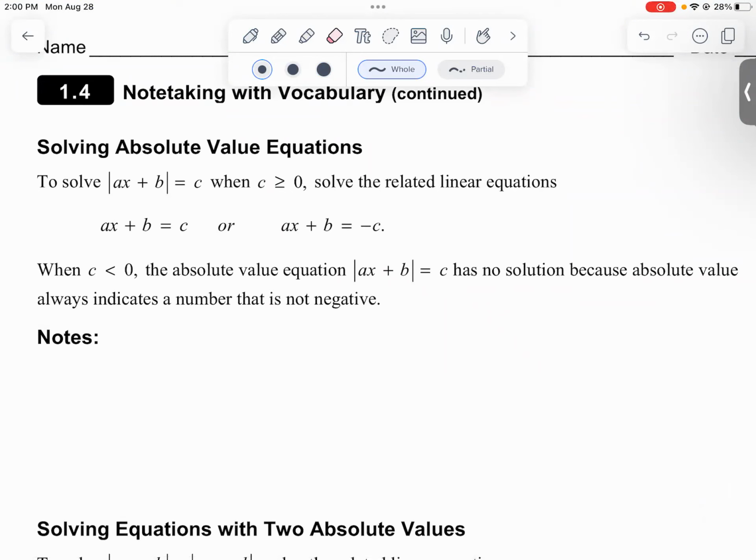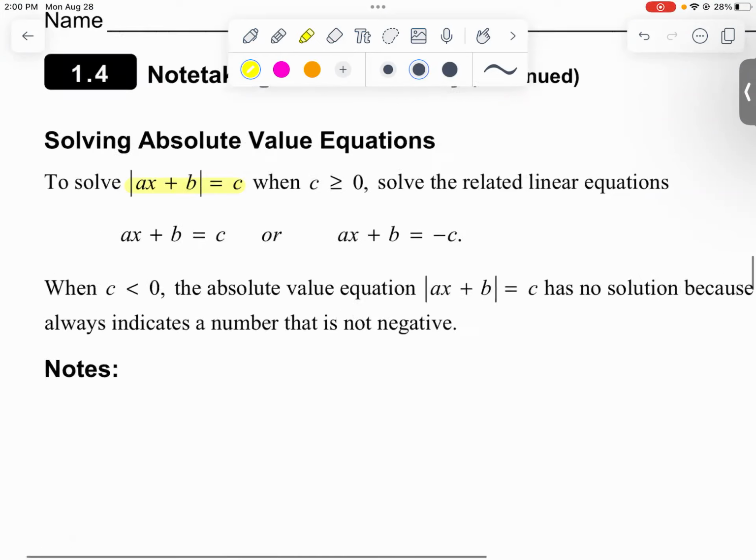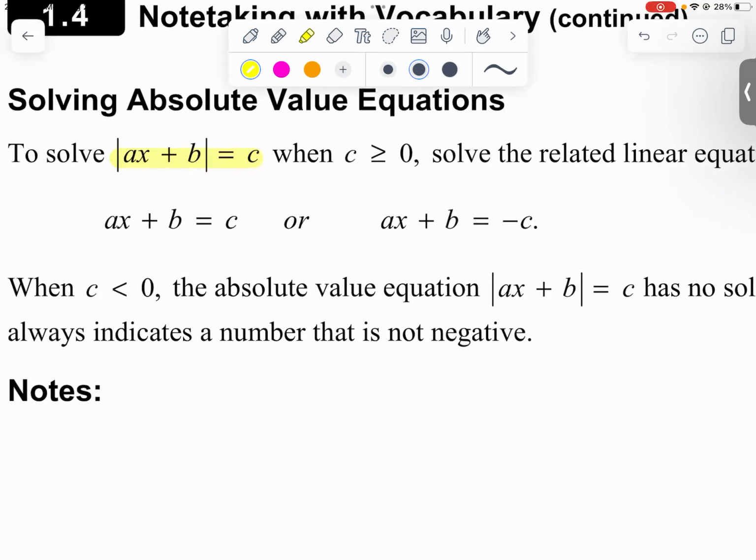If we are solving the absolute value of something equals C, then what we are going to do is say, whatever is in the absolute value could equal C, or whatever is in the absolute value could equal -C, because C and -C are going to have the same absolute value.